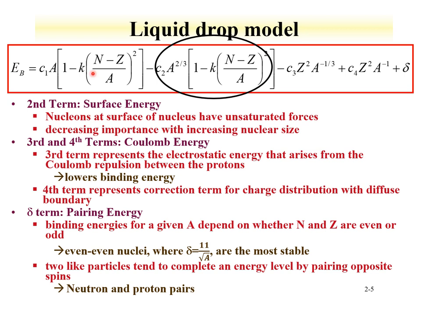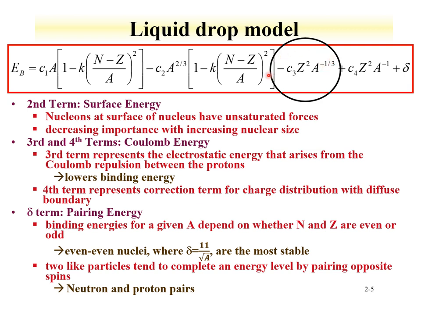The third and fourth terms, those are Coulomb energy terms. The third term represents an electrostatic energy that comes from Coulomb repulsion. So it just talks about the number of protons. A is how those protons are fundamentally diluted. It's A to the 1/3, so it's a radius term. All this says is that the number of protons increases this Coulomb energy, and this Coulomb energy takes away from the binding energy, so it's a negative.